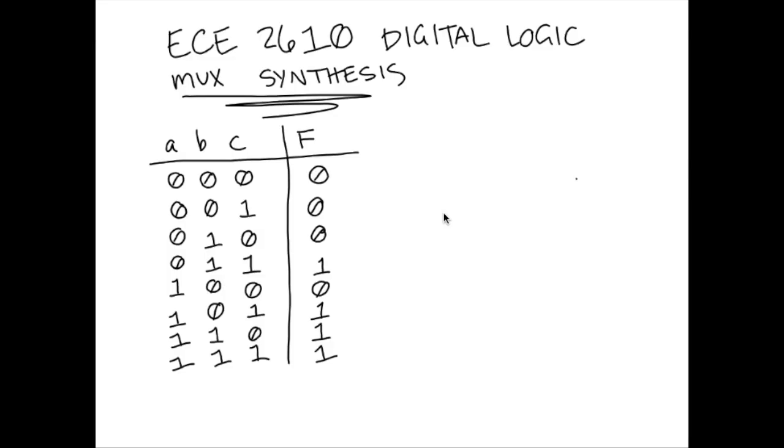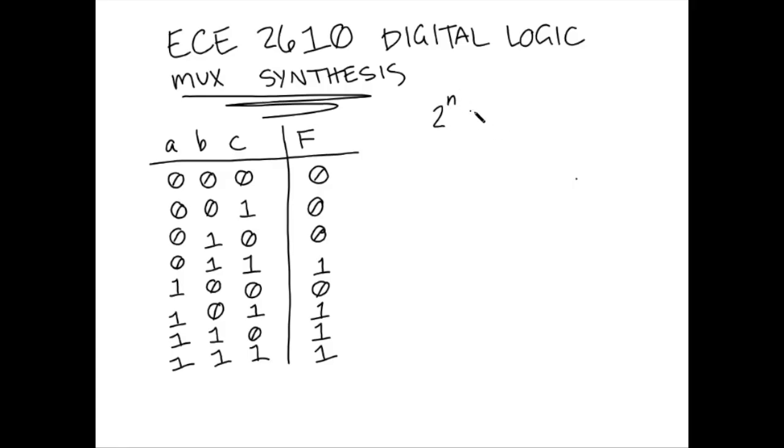I'm going to be showing you a sample problem from ECE 2610 Digital Logic Design. This is from the Combinational Circuits section of the course, and in this video we're going to use multiplexers to synthesize this truth table into a few different logical networks and compare their strengths and weaknesses. So first let's review how multiplexers work.